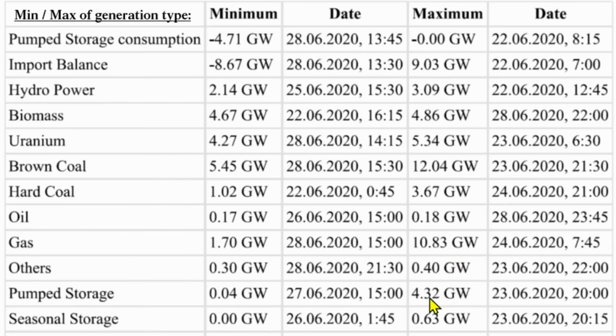This is a pumped storage, so this is the reverse of the pumped storage consumption. Wind power, sure, there was a lot of fluctuation. Minimum was 1.25 gigawatt, maximum was 19 gigawatt. So this fluctuation has to be compensated by the remaining power plants, and it's hardly possible by nuclear power plants. Also, the flexibility of brown coal is there, but not sufficient.